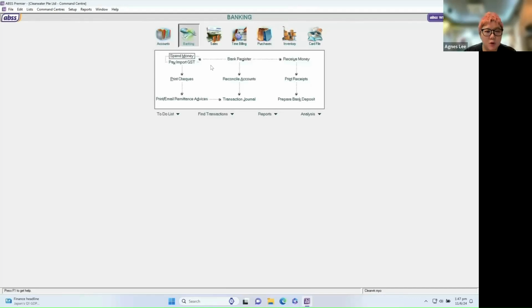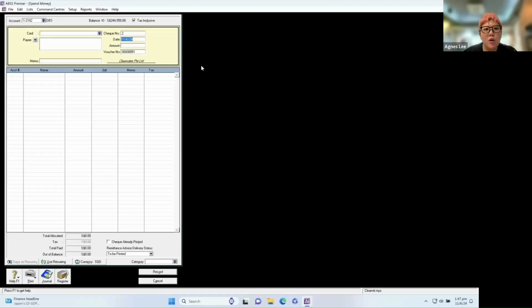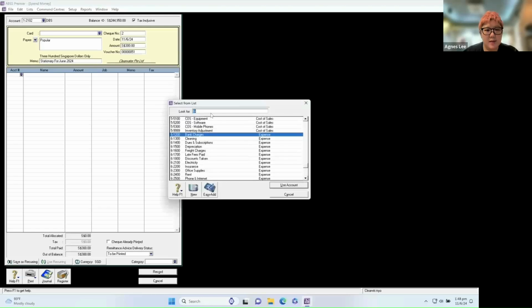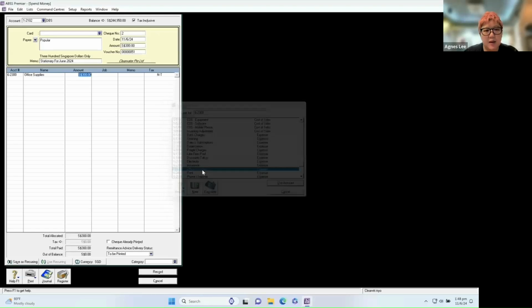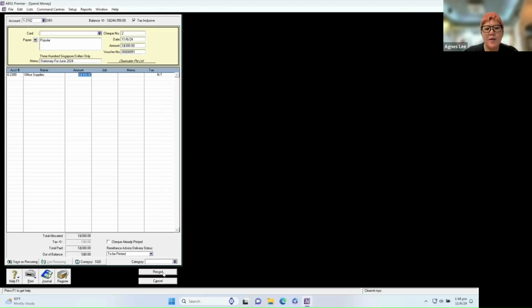Let's say we go to spend money and I want to pay the bill to Popular. Popular is $300 for stationery. The chart of account code I will select is office supplies. That's all from here. I record.